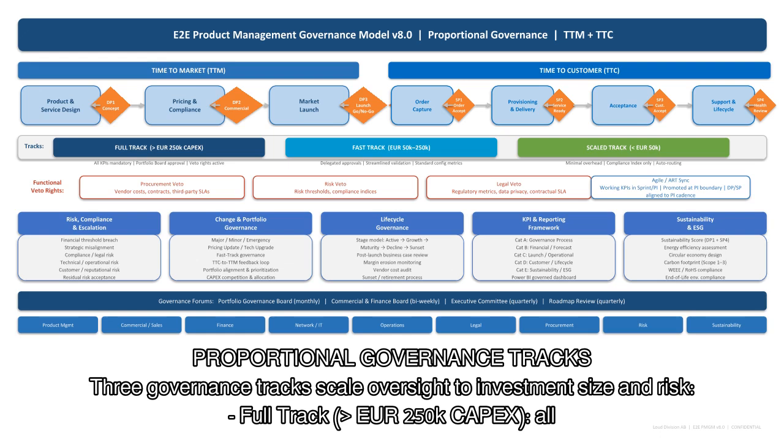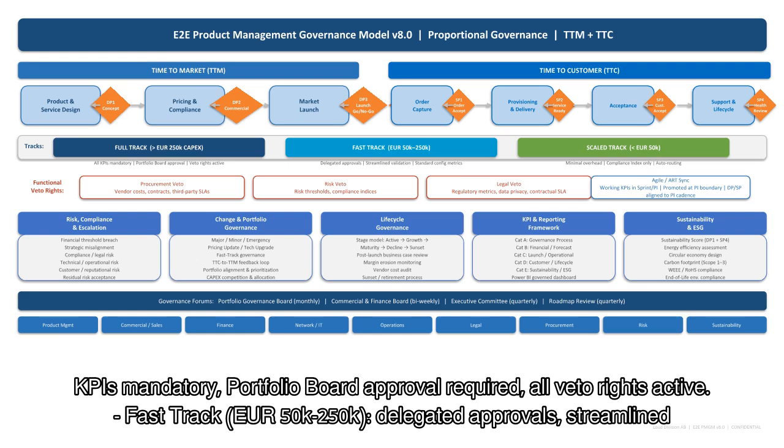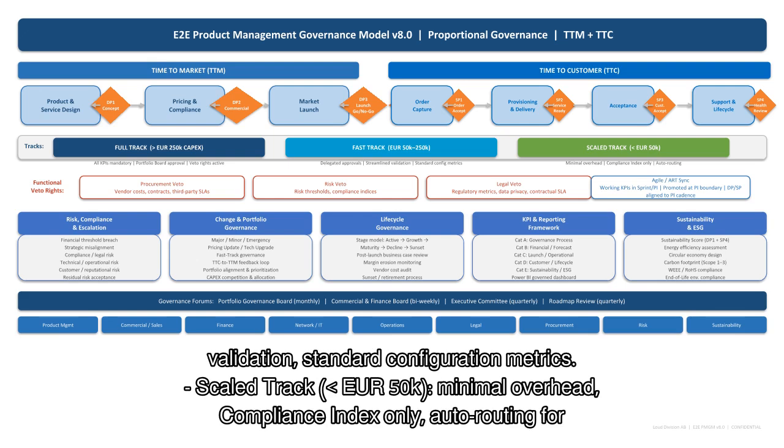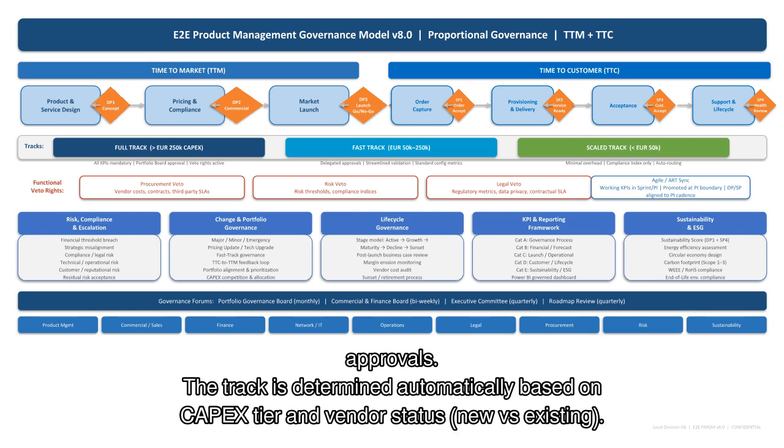Proportional governance: 3 governance tracks scale oversight to investment size and risk. Full track, greater than €250,000 CAPEX: all KPIs mandatory, portfolio board approval required, all veto rights active. Fast track, €50K to €250K: delegated approvals, streamlined validation, standard configuration metrics. Scaled track, less than €50,000: minimal overhead, compliance index only, auto routing for approvals. The track is determined automatically based on CAPEX tier and vendor status, new versus existing.